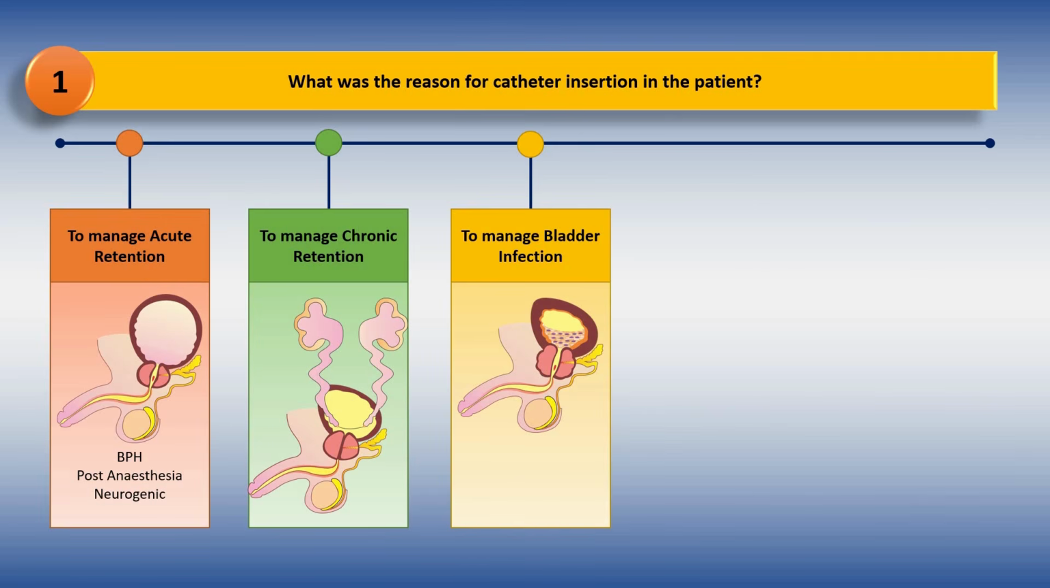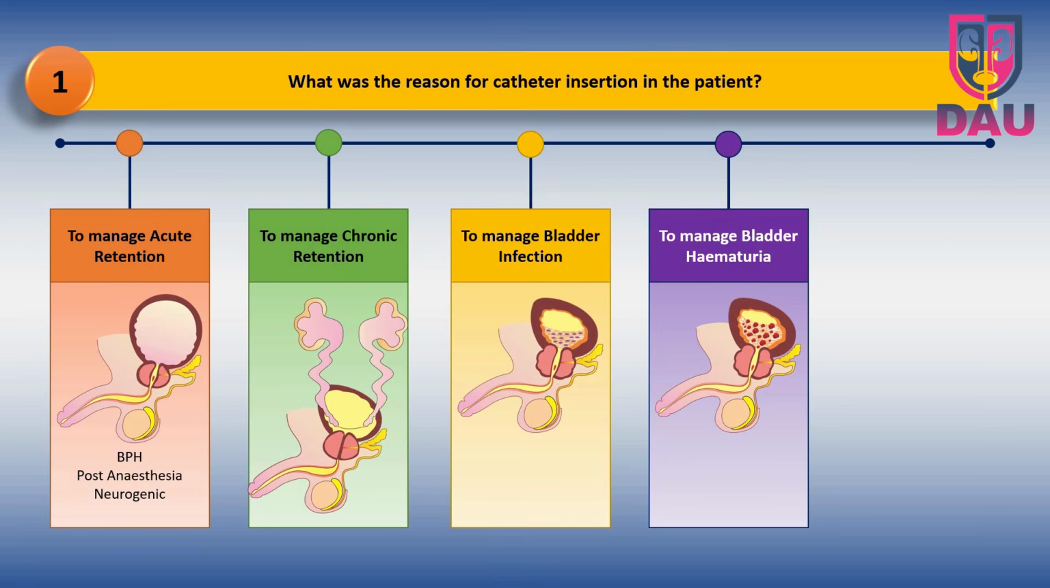The third clinical situation is to manage bladder infection. There are patients in our practice who have a large post-void residual urinary volume which gets infected. Now, to drain this infected urine, a patient is catheterized. Here, you must note that until and unless the infection is appropriately eradicated, the catheter cannot be removed.